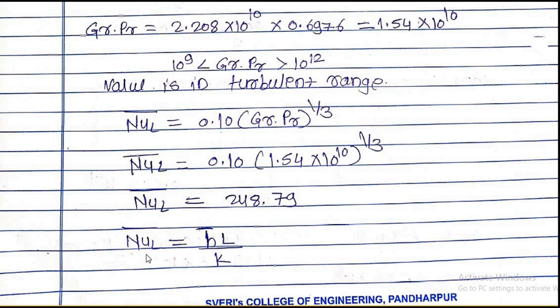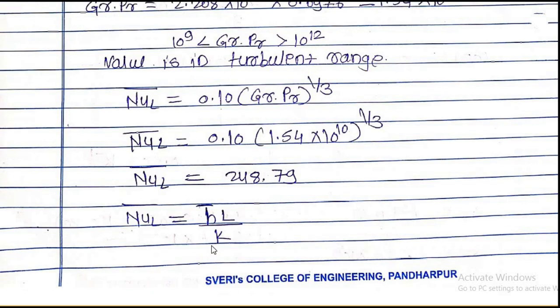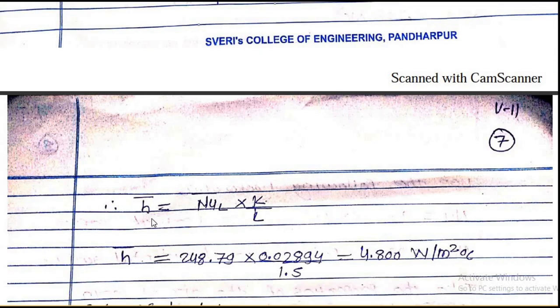On that basis we have to find out the average heat transfer coefficient. So we know the Nusselt number formula: average Nusselt number is equal to average heat transfer coefficient multiplied by characteristic dimension divided by thermal conductivity. On that basis we can determine the average heat transfer coefficient value, as we know the average Nusselt number value, characteristic dimension value, and the thermal conductivity value. So we can determine h bar is equal to average Nusselt number multiplied by thermal conductivity divided by characteristic dimension.